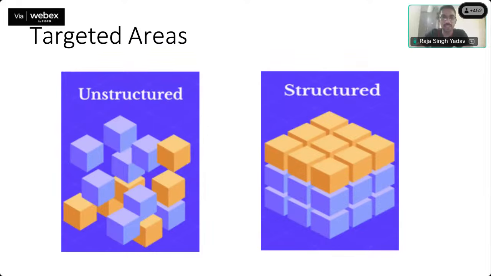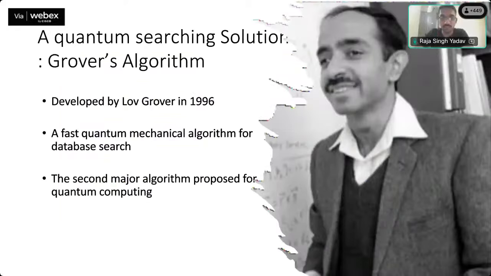So the target area is structured and unstructured databases. When we talk about Grover's search algorithm, it generally deals with an unstructured database. That means the elements in your Hilbert space don't have any proper index telling where exactly each one is located. Since all these elements are in a superposition state, you have to find out whether the exact element is there or not in that particular database. How to do it, I'll cover later.